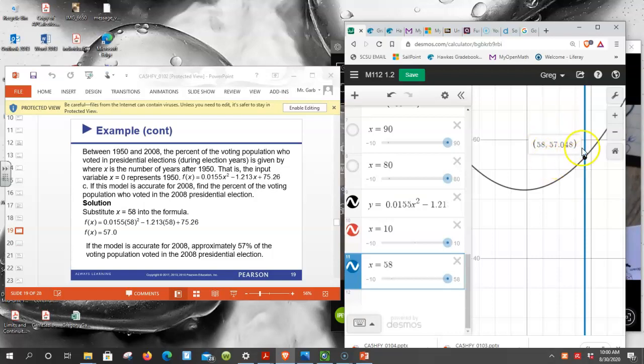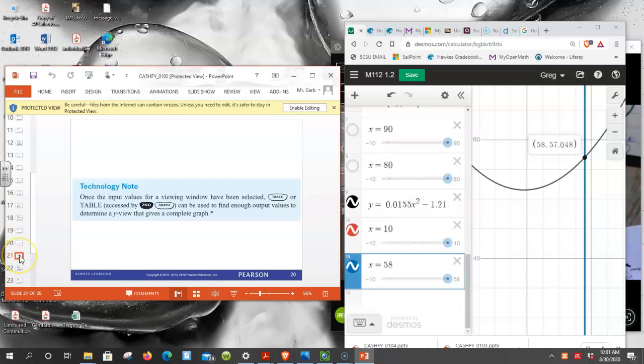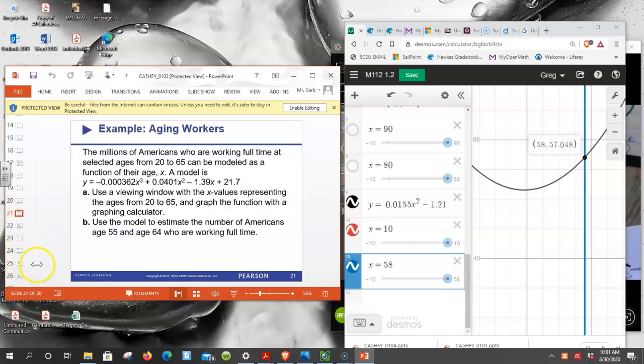So this Y number is the percent of people who voted. This X number, the domain number, that's the year. So the percent of votes depends on year. Okay, remember we talked about dependence, dependent variable and independent variable? That's just a function on the TI-84.